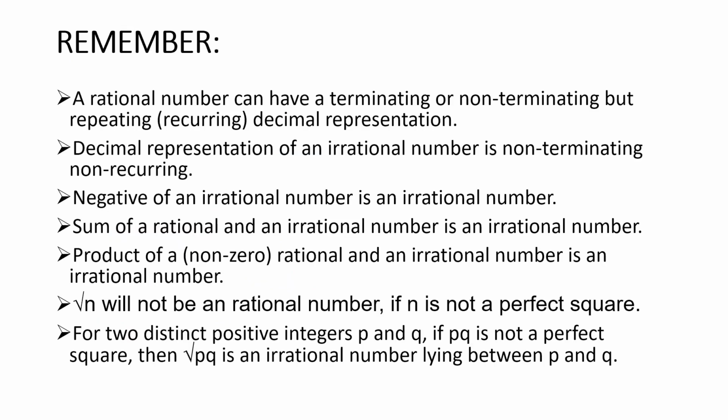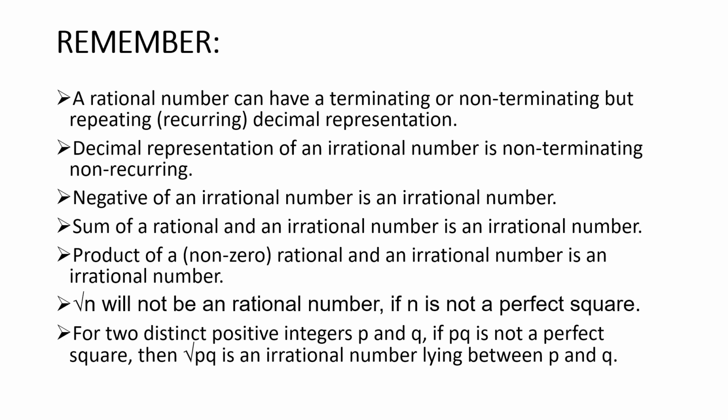Before we go to the examples, some things to remember. A rational number can have a terminating or non-terminating but repeating decimal representation. Means if it is a rational number, the representation will be either terminating, and if it is non-terminating, then it will be repeating or recurring. The decimal representation of an irrational number will always be non-terminating and non-recurring. The negative of an irrational number is an irrational number. The sum of a rational and an irrational number is always an irrational number. The product of a non-zero rational number and an irrational number will always be an irrational number.